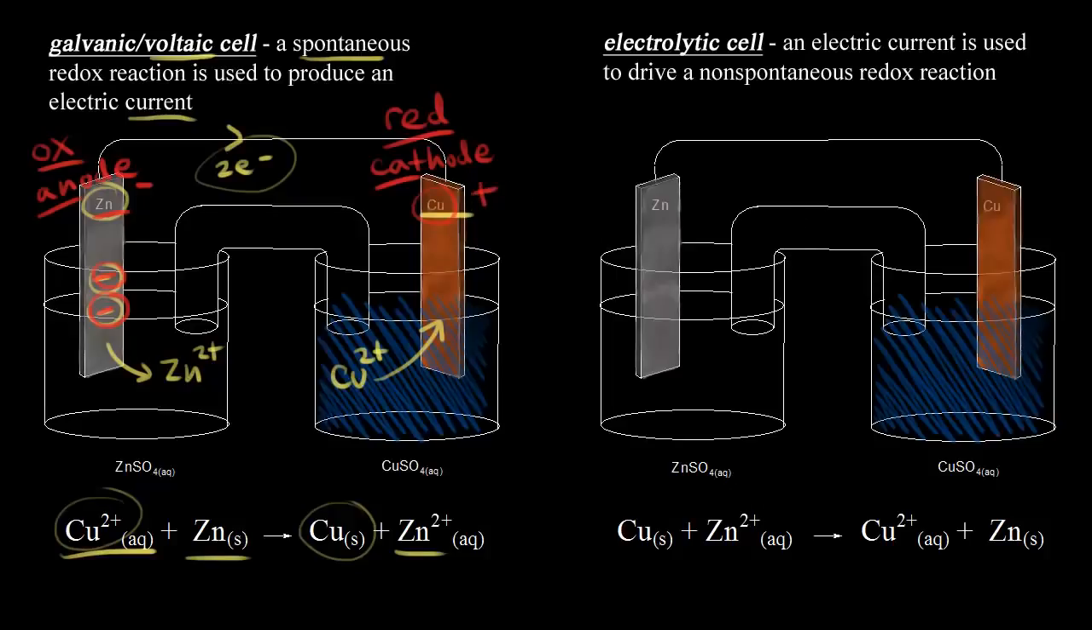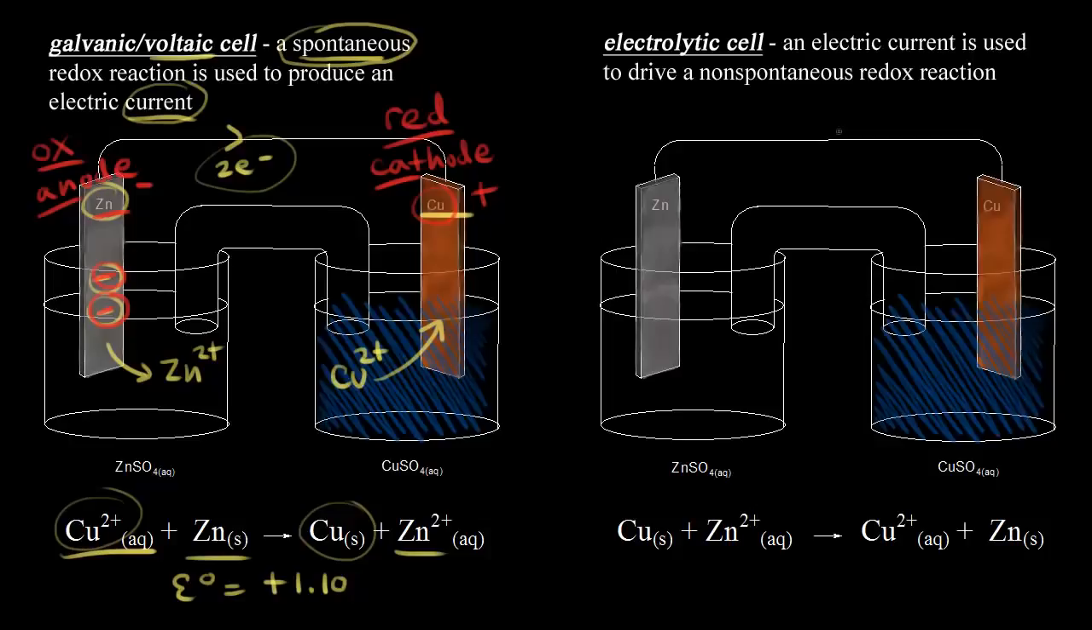This reaction is spontaneous. The standard cell potential, E0, is positive 1.10 volts. Remember, a positive value for your cell potential means a spontaneous reaction. So we produce an electric current.